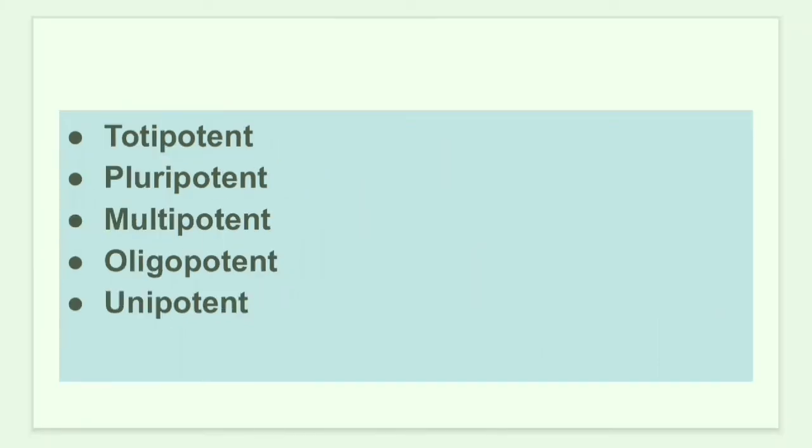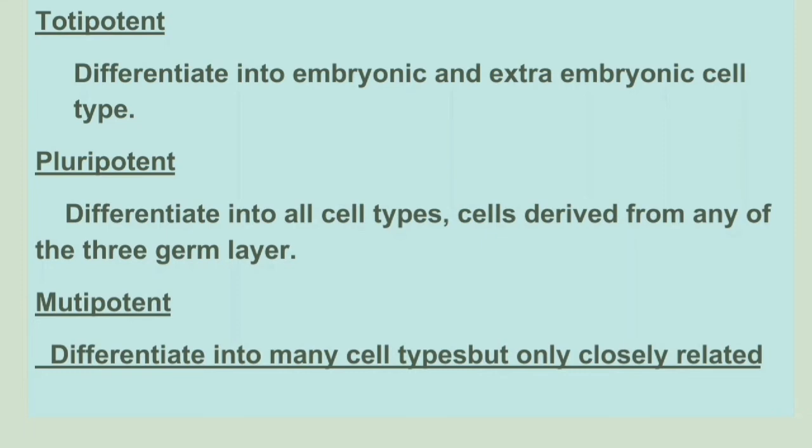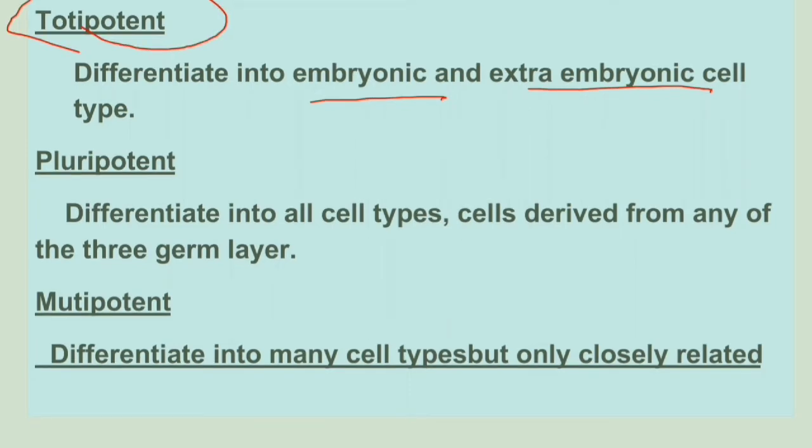Potency is of 5 types: totipotency, pluripotency, multipotency, oligopotency, and unipotency. The cells that show totipotency are called totipotent cells. Now we are discussing each kind of stem cell. A totipotent cell is able to differentiate into embryonic as well as extraembryonic cell types. That is, a totipotent cell is able to differentiate into a whole body.